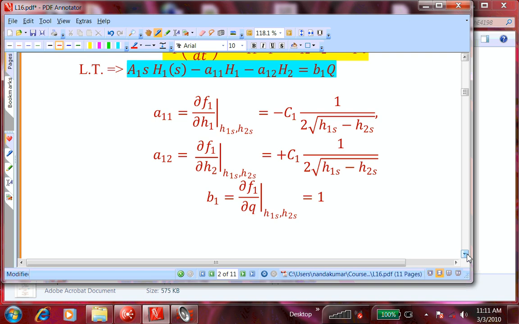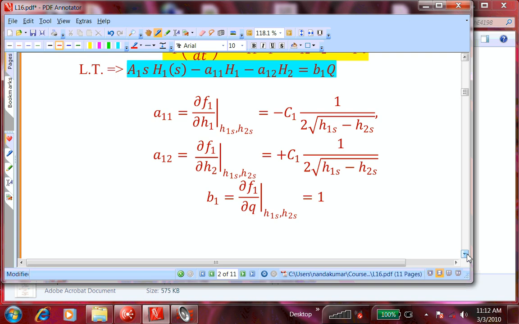Like in your current assignment, you have e to the power something, you have to take the derivative, you're going to get a very complicated expression. You don't need to worry about it. Let MATLAB handle that. Okay? And all you need to do is put A11S. I'm just creating this symbol. A11 is the first element of the matrix. It's going to be partial derivative of F1 with respect to H1.